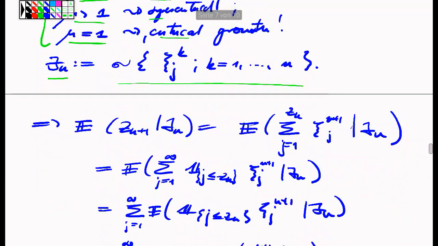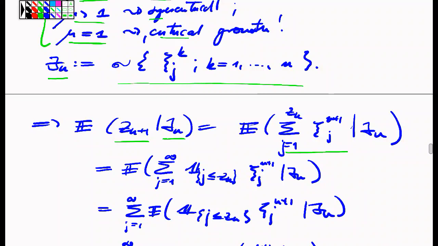Okay. And now we want to argue that this total number of members of a population is a martingale if we properly normalize. And to see this, we now compute the conditional expectation of the size of the population at time n+1, given the information on the offspring up to time n, up to generation n.